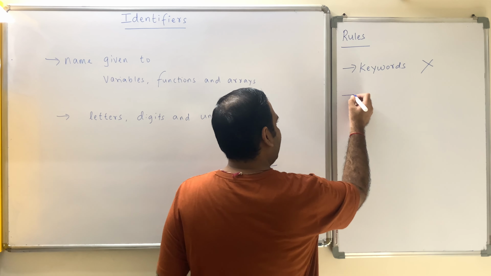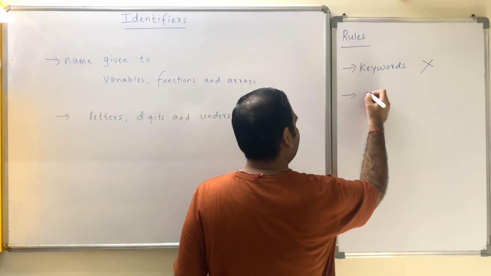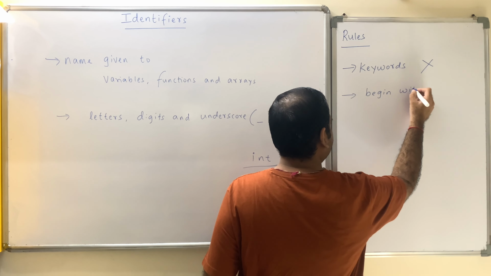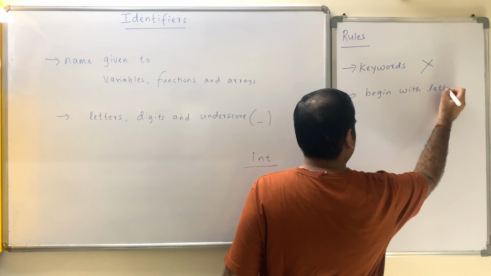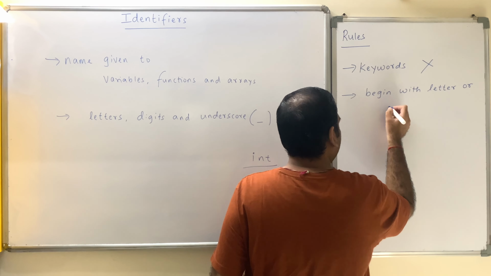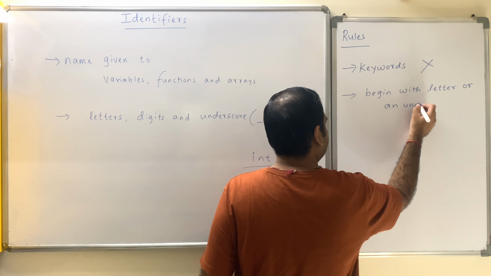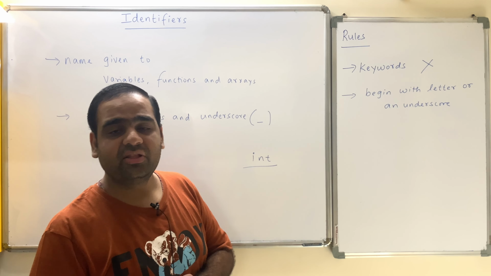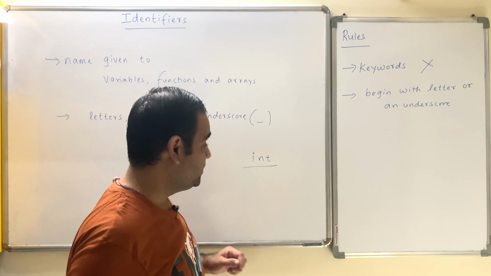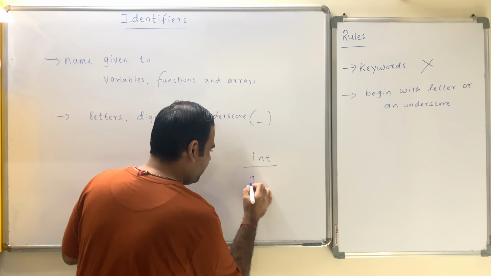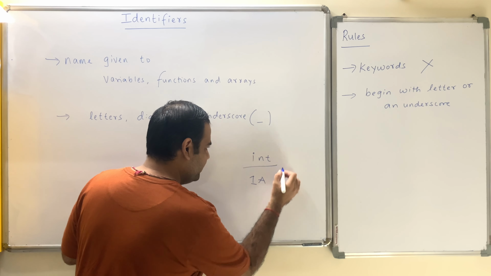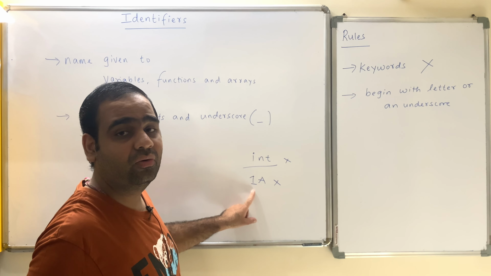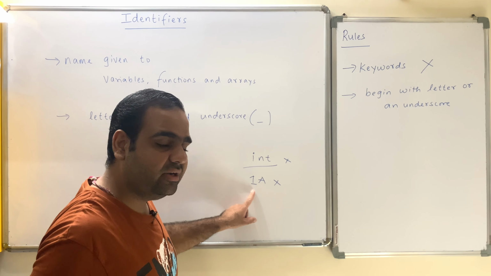Next, identifier should always begin with a letter or an underscore. Identifiers cannot begin with digits. That means I cannot write 1A. This is invalid. Why? Because it is not beginning with letter or underscore. It is beginning with a digit.